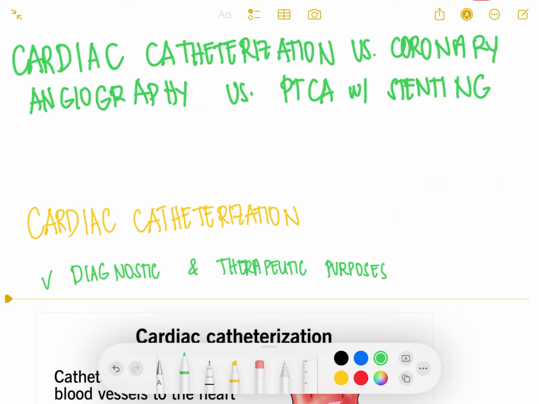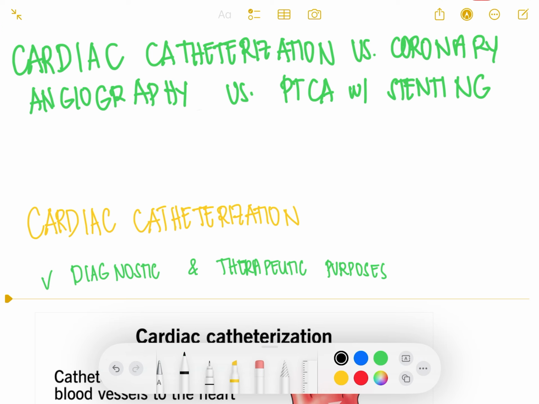Okay, now the next topic is differentiating cardiac catheterization versus coronary angiography versus PTCA or PTCA with stenting. So yung iba, they could use these terms interchangeably or medyo nako-confused sila because these procedures are almost similar to each other. So what are the differences of these procedures? Let's first talk about cardiac catheterization.